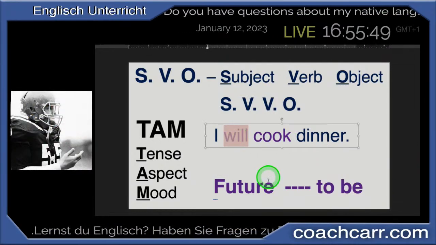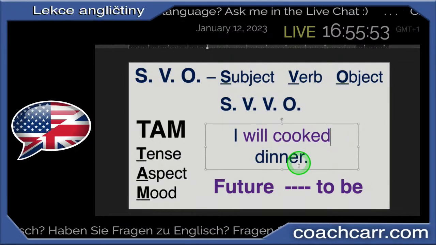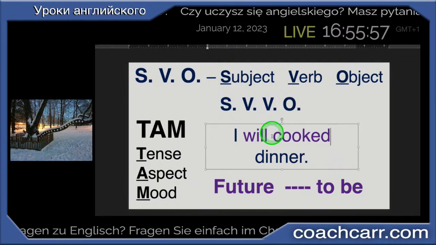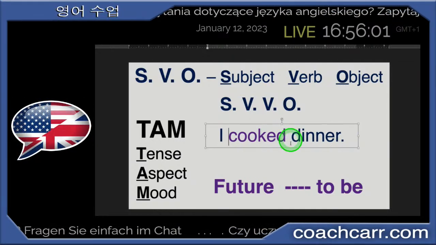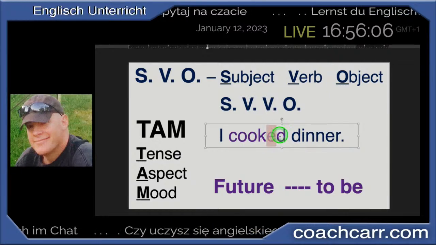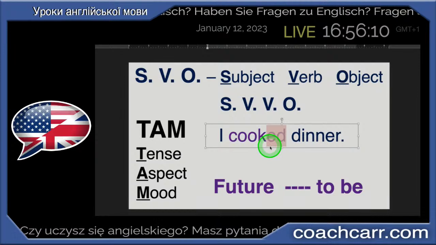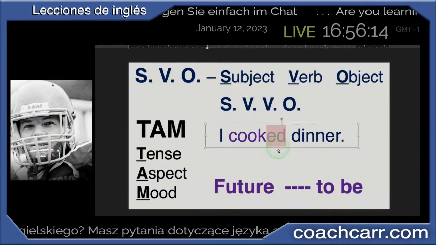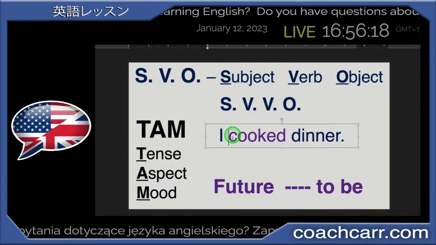to make the future. Cook, we can change that to past by adding ed. Here with the word cook, we add ed. There's nothing we can do to this word cook to get the future out of cook. But we can get the future out of to be.